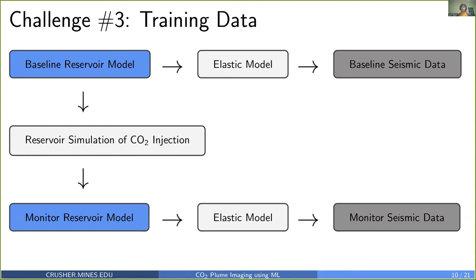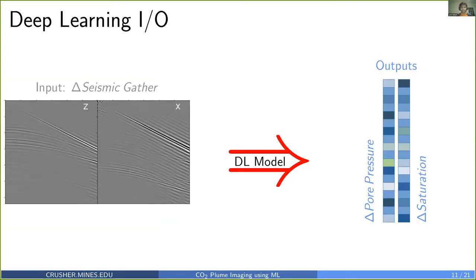So now we have the inputs and outputs. So these gray boxes on the right, from baseline seismic data and monitor seismic data, we can take some kind of difference that forms the input. And then the baseline reservoir model and monitor reservoir model on the left, the blue boxes, the difference between these will give the outputs for the network. And that's what's summarized here. The input to this deep learning network is a difference in seismic data between, let's say, monitor and baseline. So that's the time-lapse seismic data. So these are CMP gathers. Not migrated gathers or anything. These are raw CMP gathers.